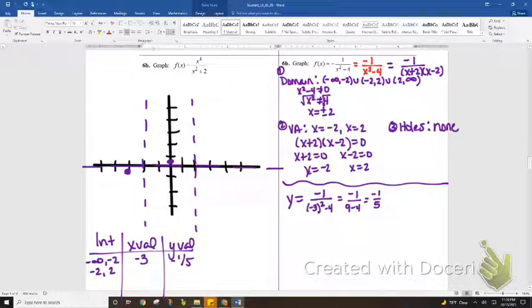Now 0's already got 1/4, so what if we put, let's do -1. So we get 1/3. And that's hard, but remember 1/3 is bigger than 1/4, so it's got to be a little bit up. And I know it looks like ours is almost up at the 1, but it is what it is.